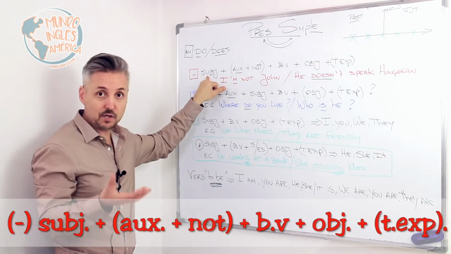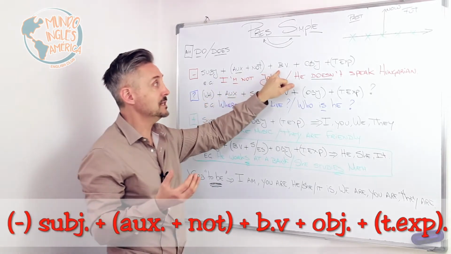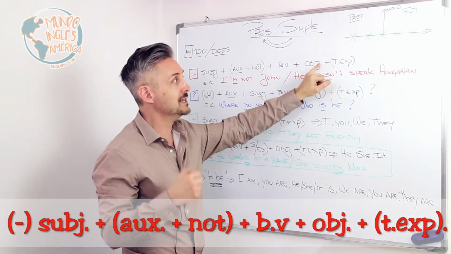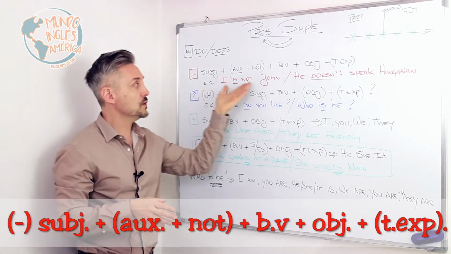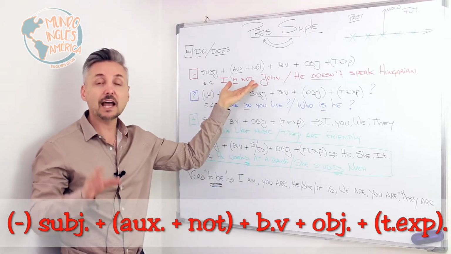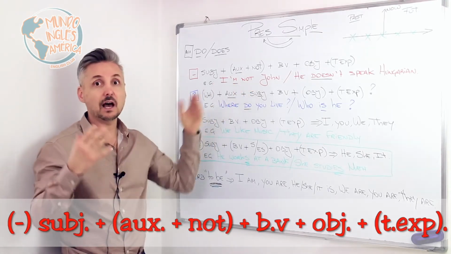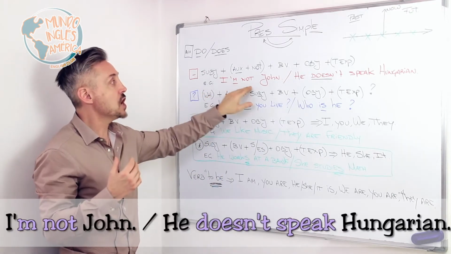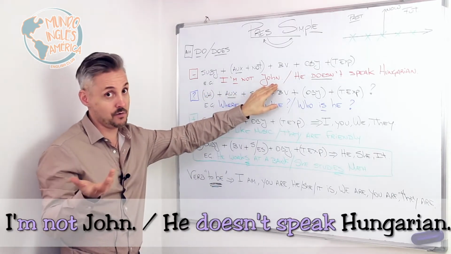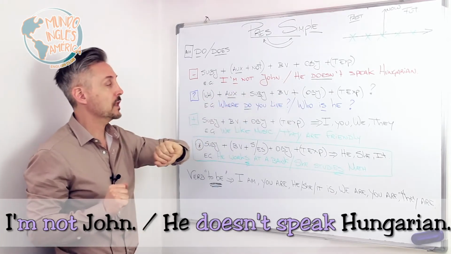So we have the subject first, then the auxiliary plus not, then the base of the verb, then the object, and maybe the time expression. I chose to start with the verb to be, and you know that the verb to be acts by itself, so it doesn't need an auxiliary. So the example is, I'm not John, I'm Mark, you know that. So I'm not John, I am not John.